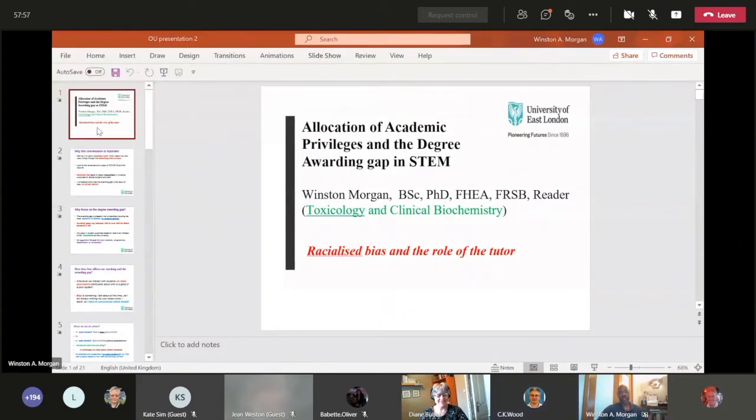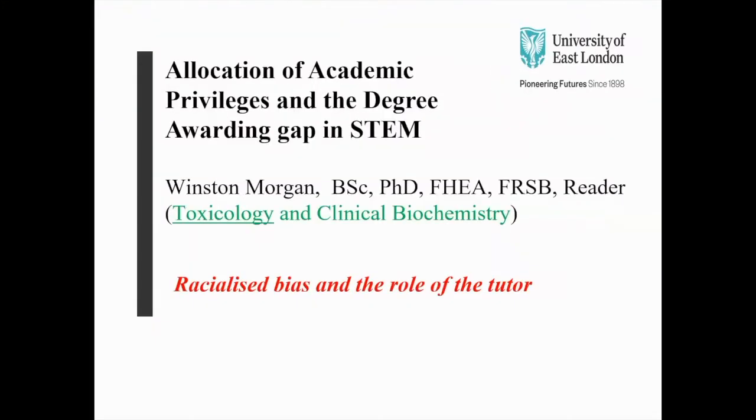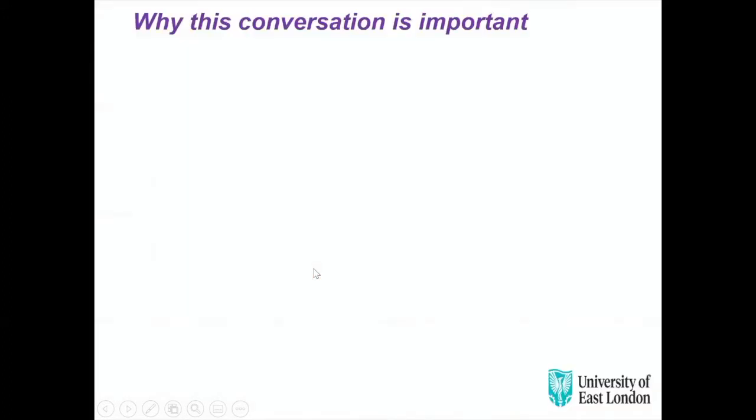So as I said, I've slightly changed the title. It's called Allocation of Academic Privileges and the Degree Awarding Gap in STEM. As I said, I'm Dr. Winston Morgan. I'm a reader in toxicology and clinical biochemistry, but I've spent a lot of time in higher education looking at outcomes in terms of race and ethnicity. You may also have seen a lot of the work I've been doing in terms of COVID, but that's for another time. So my subtitle is Racialized Bias and the Role of the Tutor, because I believe the role of the tutor is key to the awarding gap.